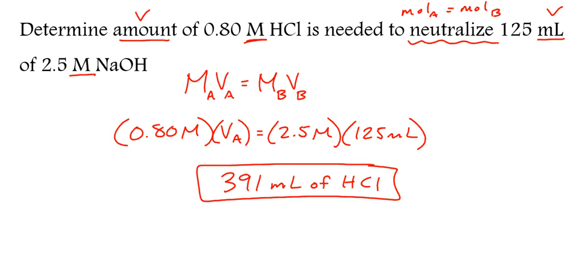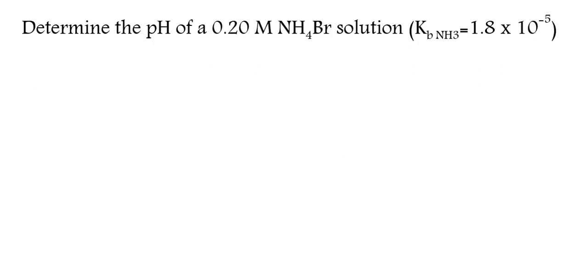It shouldn't be a surprise that the value is a lot larger than the volume of the base, because the concentration of the base is extremely high in comparison to the acid. So you're going to need a lot of acid to neutralize the 125 milliliters of the NaOH.